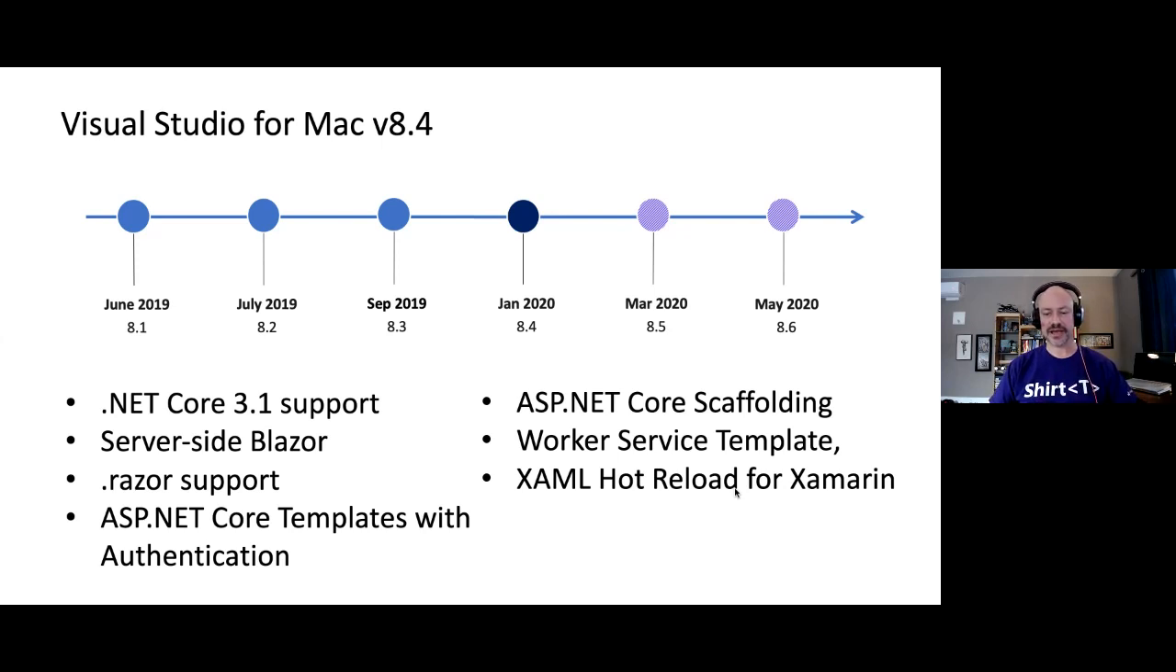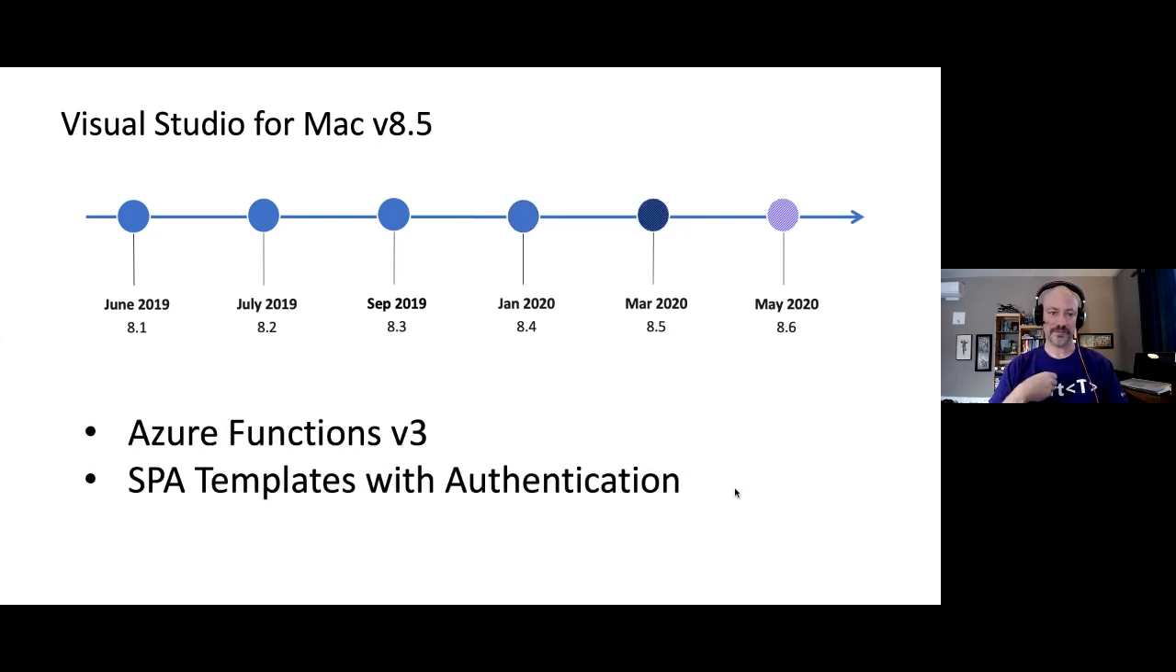And then also included were the worker service template and XAML hot reload for Xamarin, as James mentioned earlier. Okay, 8.5 just shipped. I forget the exact day, but that was quite recent. April 8th, I think. Last Wednesday-ish. There are only two features to call out here. The SPA templates with authentication, that's React and Angular, and those templates include authentication, which is pretty nice. And then also support for Azure Functions v3.